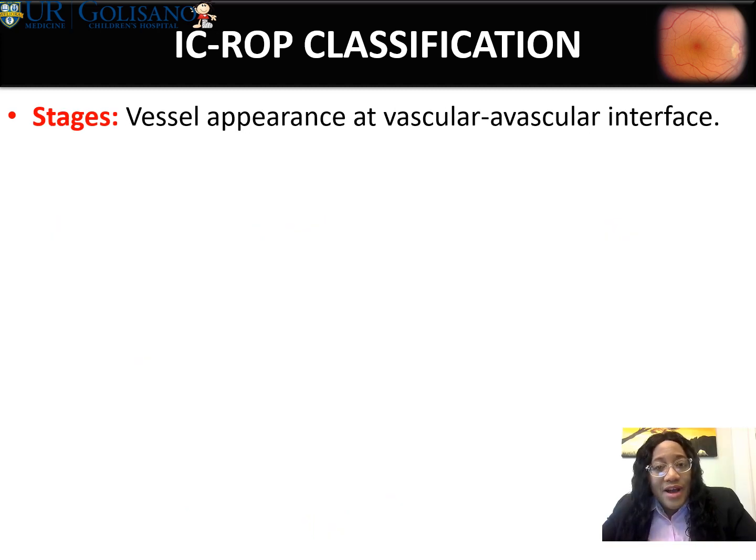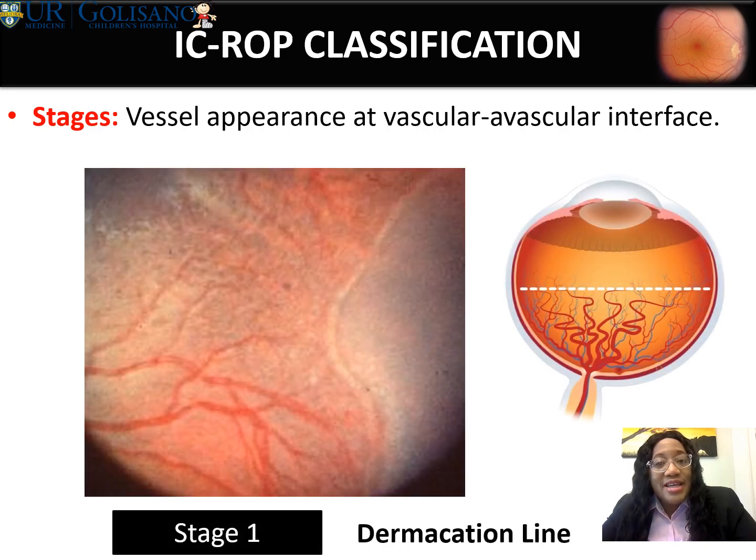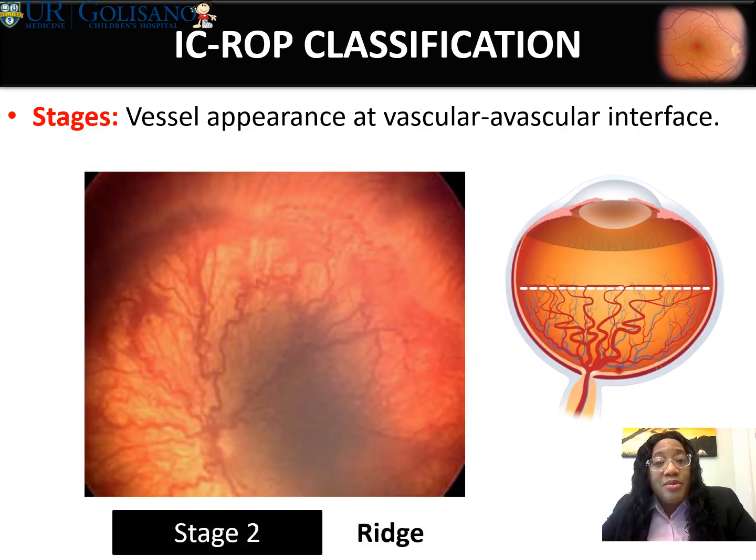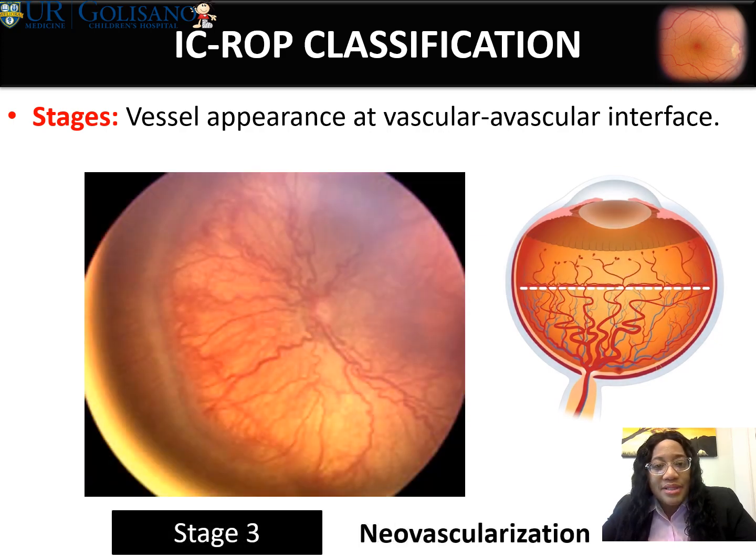Now, the stages of ROP refer to the vessel appearance at the vascular-avascular interface. In stage 1, a demarcation line appears at that vascular-avascular interface. In stage 2, a fibrovascular ridge forms at that interface. In stage 3, pathologic neovascularization or extraretinal fibrovascular proliferation forms at the ridge.